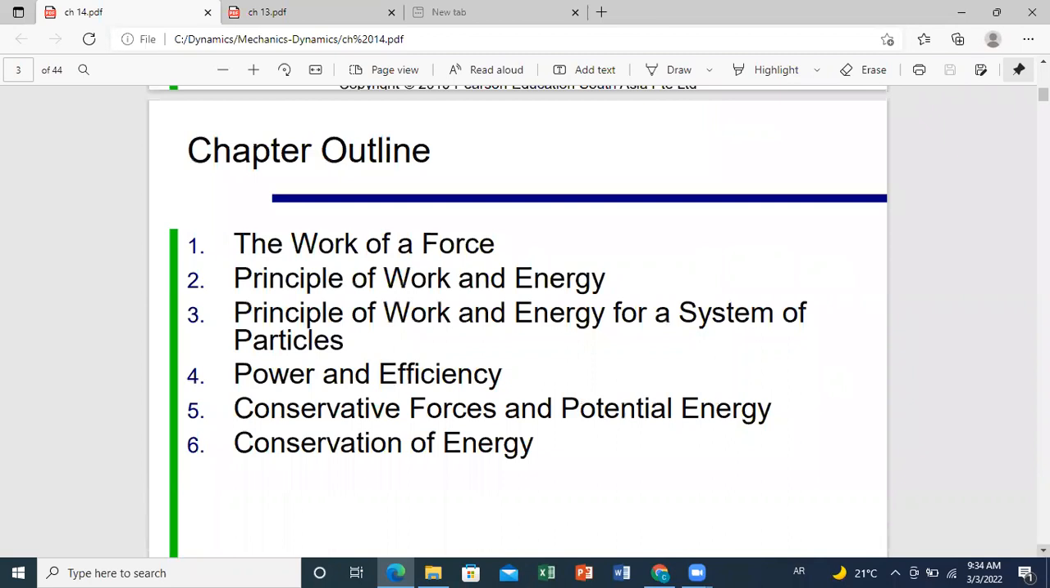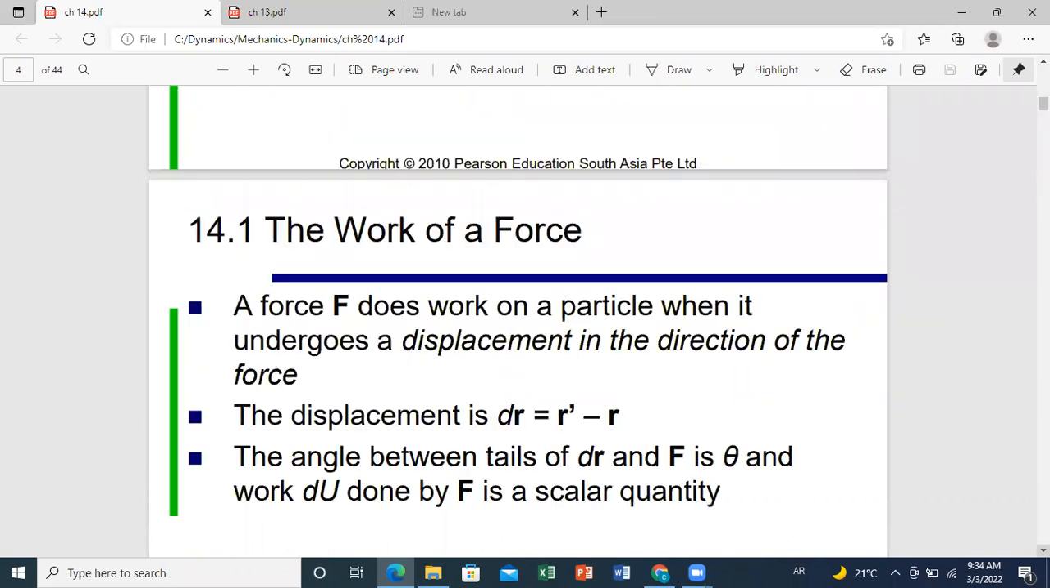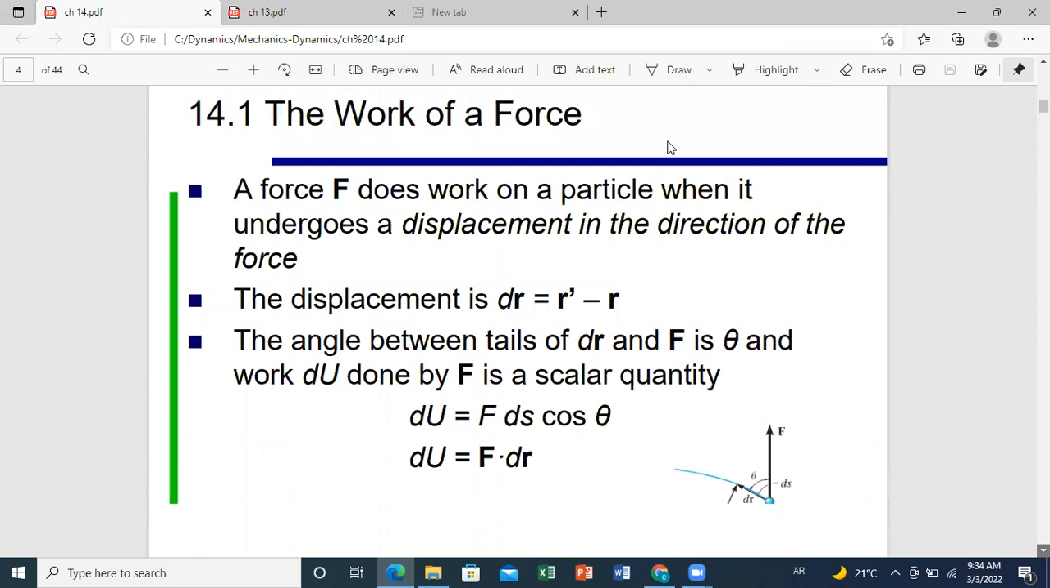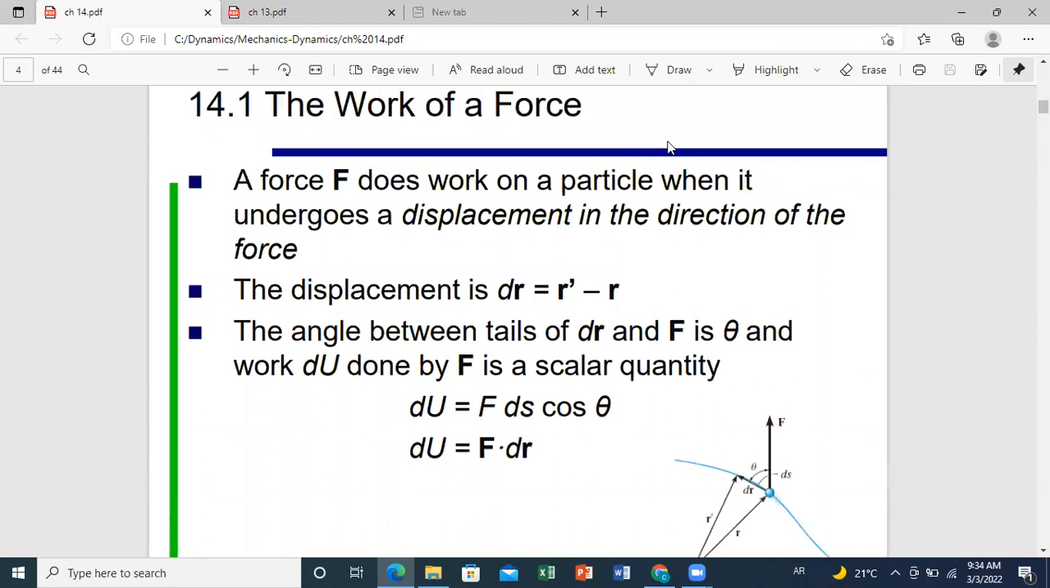To start with, let us introduce what is the work of a force. Whenever you have a force applied on a body, this force will lead to displacement sometimes and sometimes no. So if you consider, for example, a table on the ground, if you put a vertical force on it, whatever force you apply, you will not be able to displace it. So you have a force, but you don't have a work.